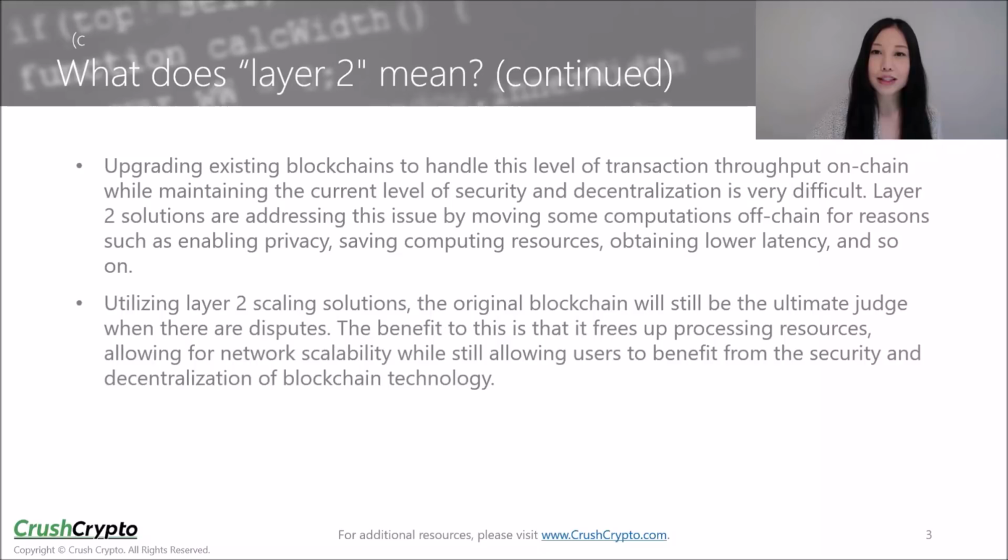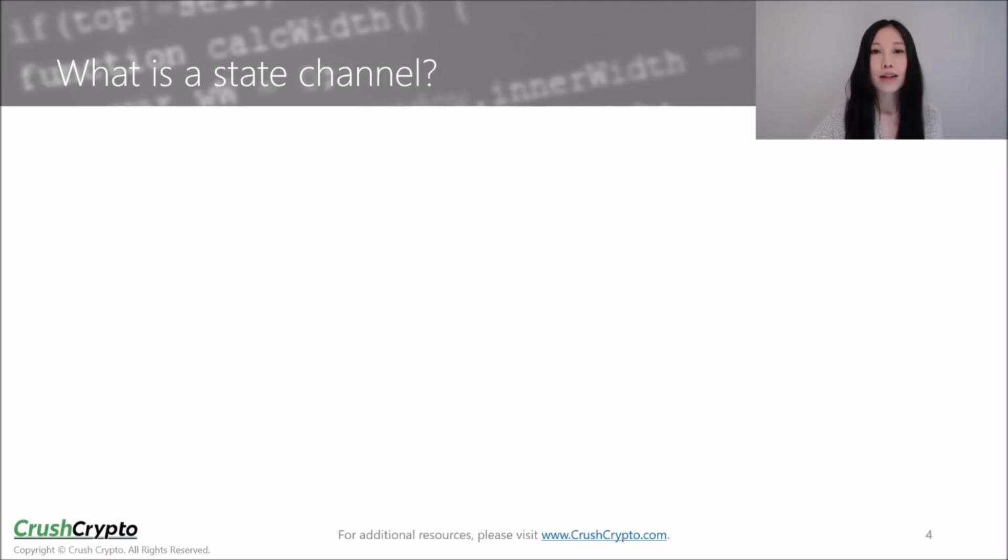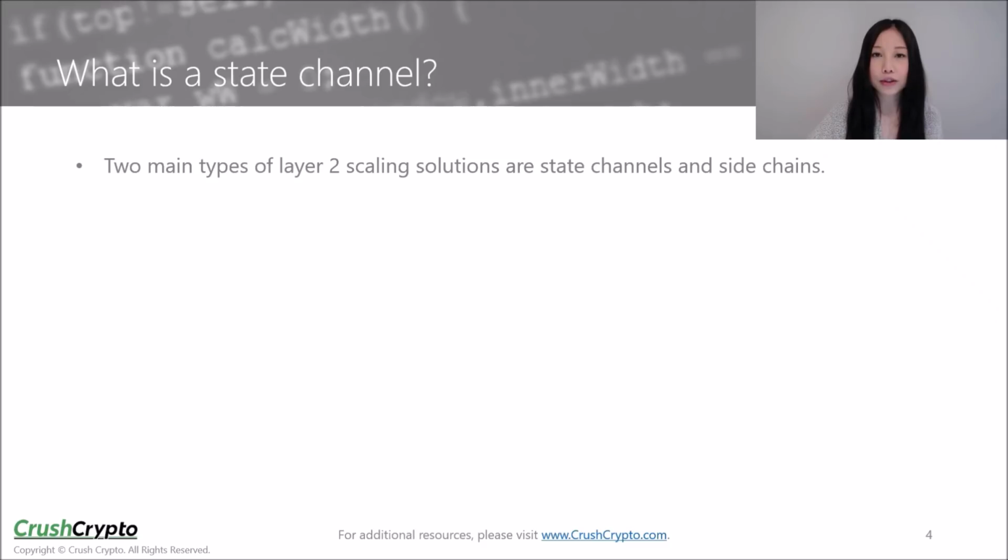With Layer 2 scaling solutions, the original blockchain remains the ultimate judge for disputes. This way, processing resources can be freed up and allows the network to scale out while still allowing users to benefit from the security and decentralization of blockchain technology. The two main types of Layer 2 scaling solutions are state channels and sidechains. In this video, we'll be focusing on state channels.